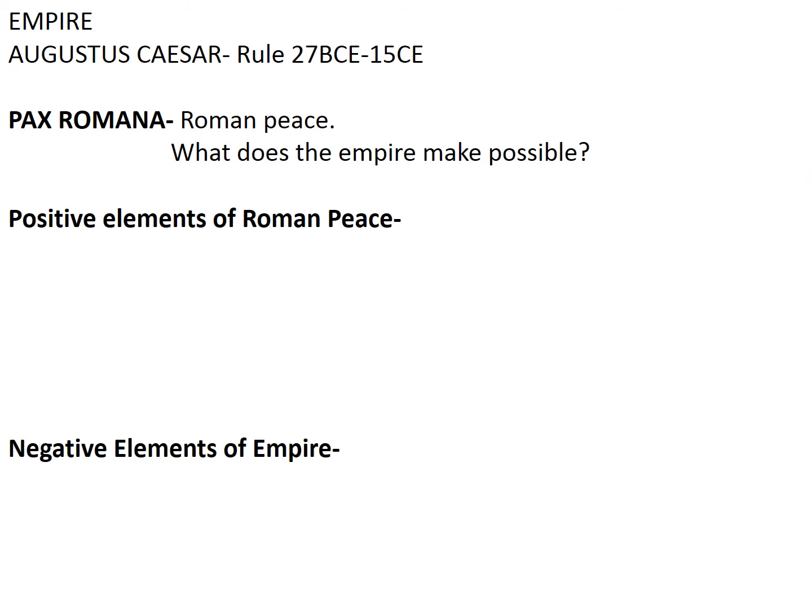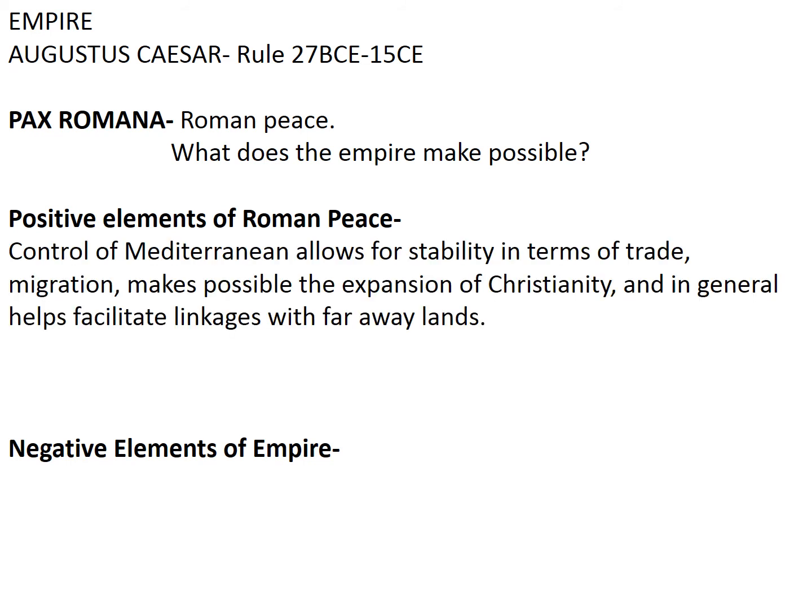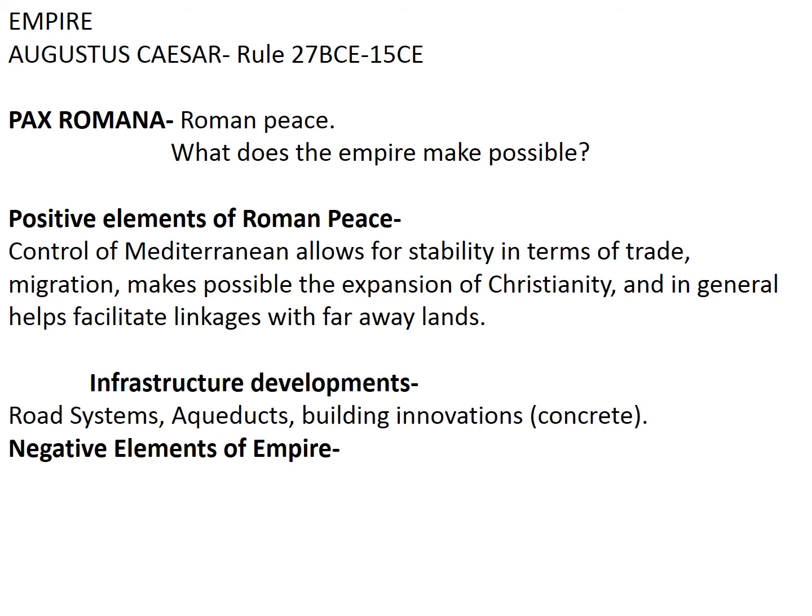The Pax Romana refers to the Roman peace. Positive elements of the Roman Empire were the control of the Mediterranean, allowing for stability in terms of trade, migration. It makes possible the expansion of Christianity. In general, it helps to facilitate linkages with faraway lands, which create new religions, changes in diets, new economies, and so forth. Huge infrastructure developments, road systems, aqueducts, which bring water into the cities, building innovations like concrete, were all facilitated by this period of power and strength of the Roman Empire.